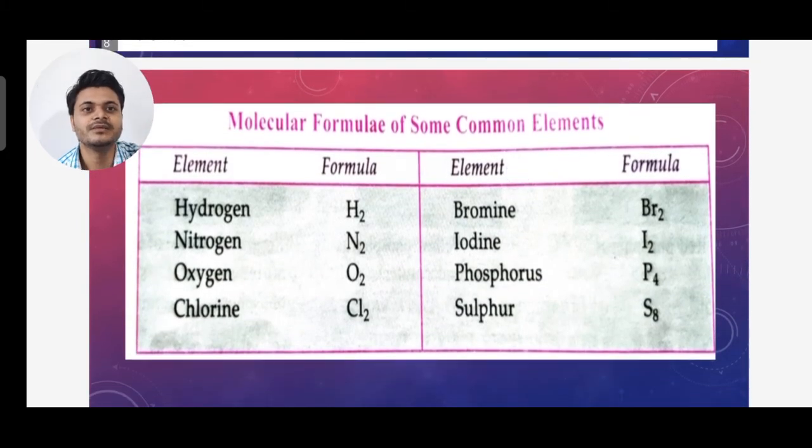Next you can see the molecular formulas of some common elements. Hydrogen formula is H2, nitrogen is N2, oxygen is O2, chlorine is Cl2, bromine is Br2, iodine is I2, phosphorus is P4, sulfur is S8. You have to write these formulas in your copy and memorize them.